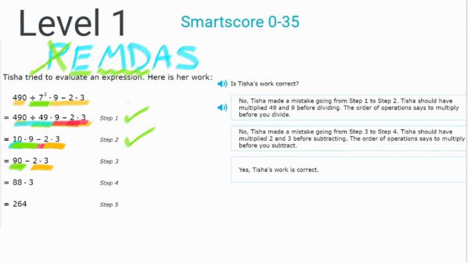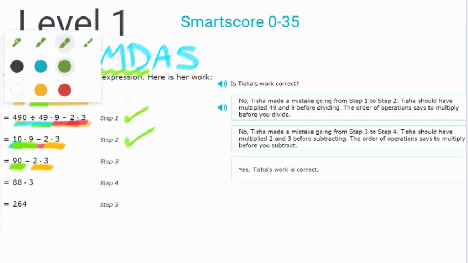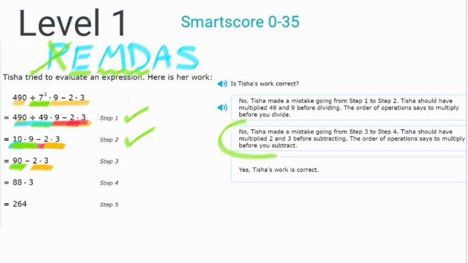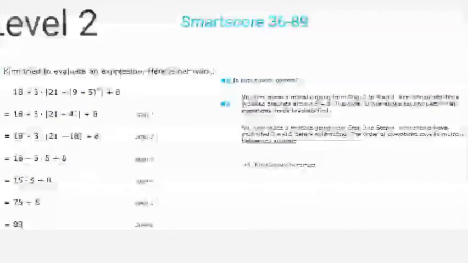So we have to find the option that identifies the mistake here going from step 3 to step 4. Okay, so it looks like it's the middle one here. So the correct answer in this case is no. Tisha made a mistake going from step 3 to step 4. Tisha should have multiplied 2 and 3 before subtracting. Yep, good. Let's take a look at a level 2 problem.